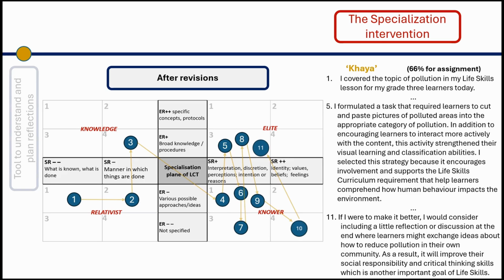So although she spends quite a lot of time in the Noah code, she even peeks into the elite code a few times. So for example, here where she says, I formulated a task that required learners to cut and paste pictures of polluted areas into the appropriate category of pollution, in addition to encouraging learners to interact more actively with the content. It strengthened their visual learning and classification abilities. I selected it because it encourages involvement and supports life skills curriculum requirement.